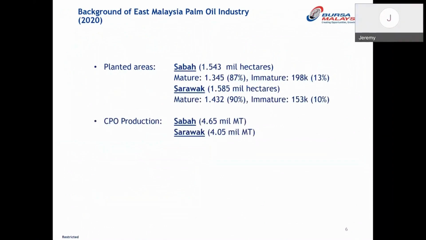Another reason is that East Malaysia's land is much bigger, with a lot of palm oil. Looking at the planted areas, Sabah has 1.543 million hectares, of which matured is 1.345, so 87% is in use and immature is only 13%. Sarawak has 1.585, utilized at 90%, and immature is 10%. For CPO production, Sabah is slightly higher than Sarawak: yearly, it is 4.65 million metric tons, while Sarawak is 4.05.